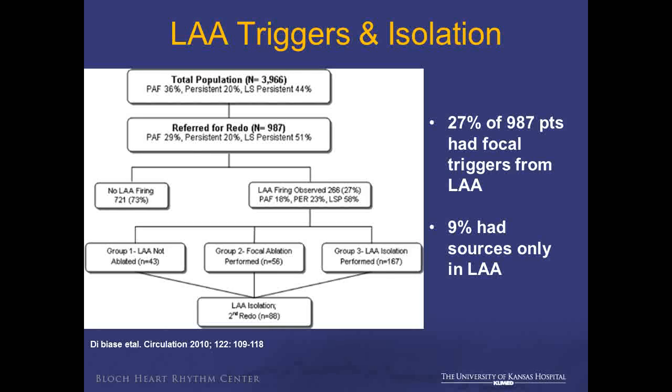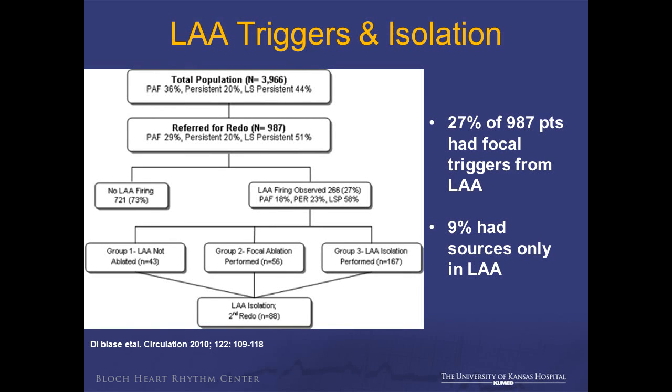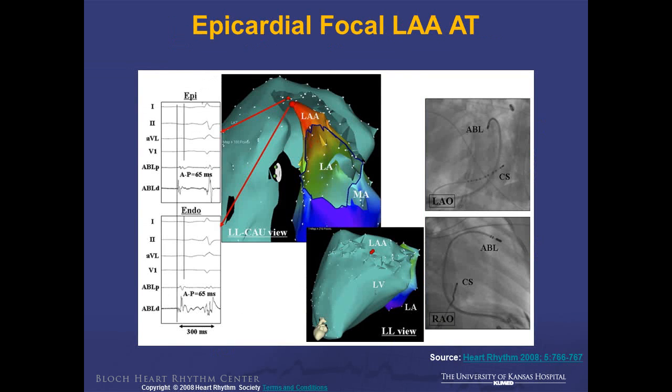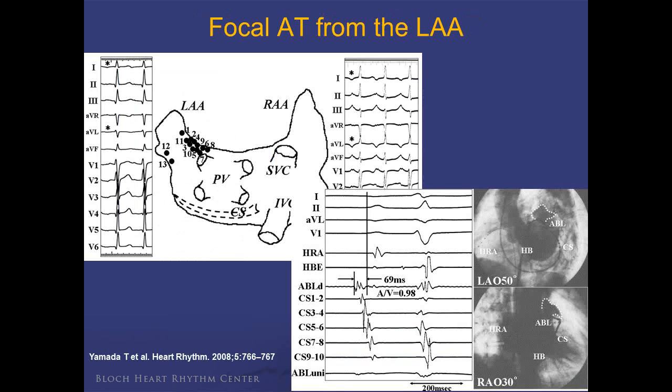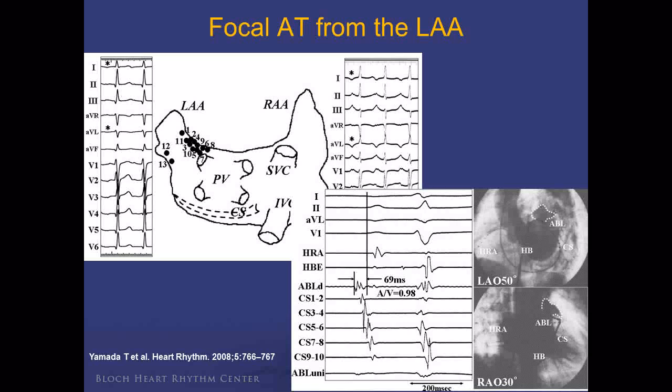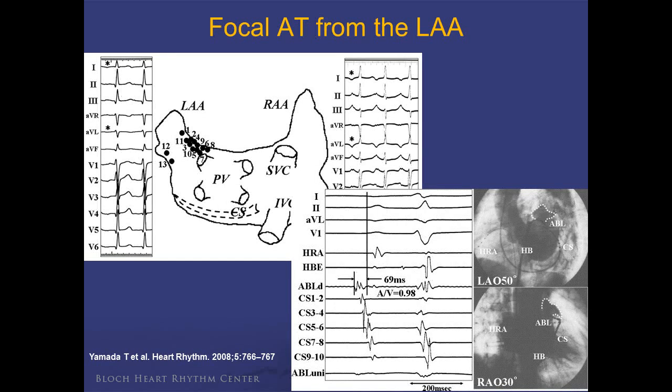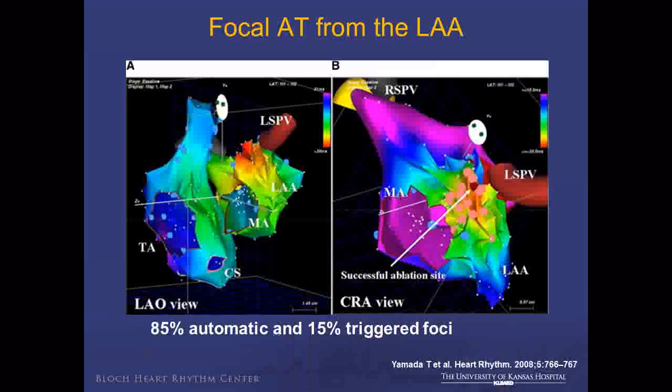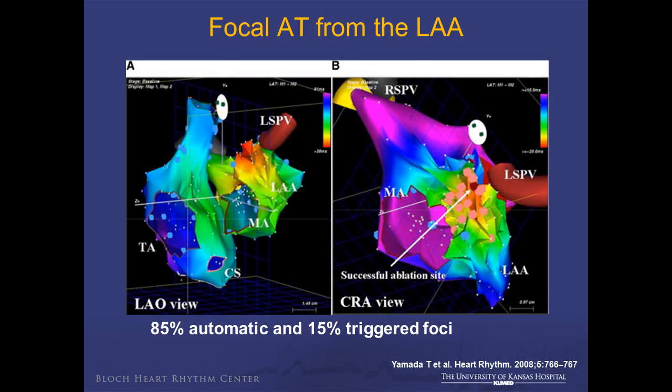This is data from Dr. Natale's lab, something you all heard yesterday. About 27% of the 987 patients that had focal triggers had them all from the left atrial appendage. This again goes back to the same concept of the arrhythmogenicity of the left atrial appendage, with the focal origins of left atrial tachycardias from different groups showing the same thing.